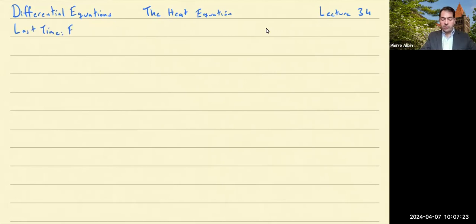Last time, we talked about how Fourier sine and cosine series are particular cases of Fourier series. So we saw that if you started with a function on 0, L, and then you extended it to be periodic and odd, then you get the Fourier sine series as the Fourier series, and periodic and even, you get the Fourier cosine series as the Fourier series.